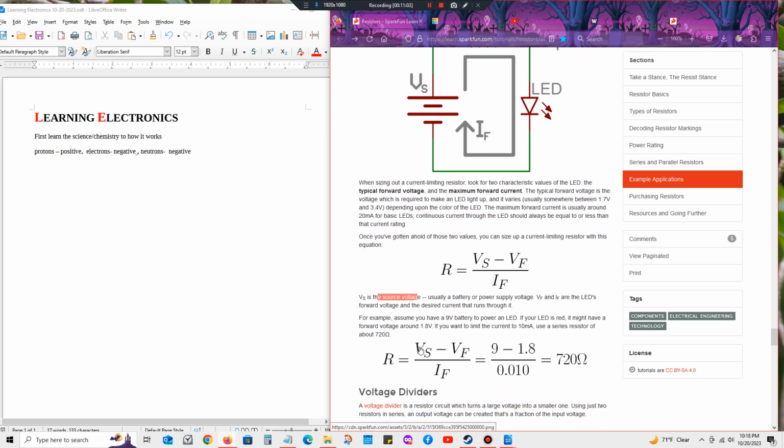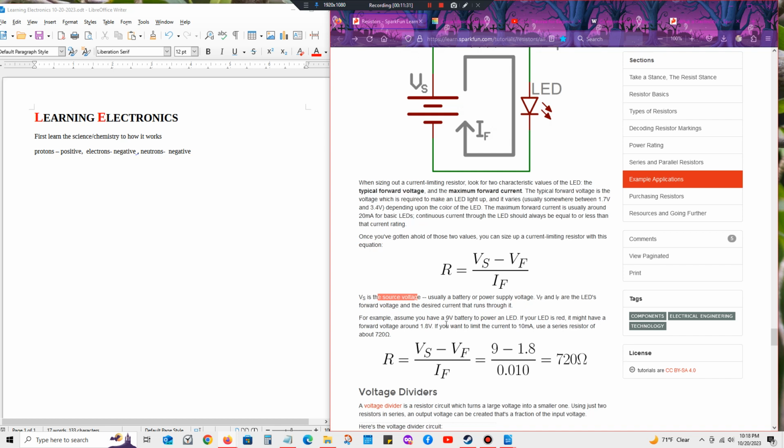Okay, so VS, that's source voltage, and this is the forward voltage. So this would be the battery. What are you using? A 9 volt battery. And this here is the LED's forward voltage and the desired current that runs through it.